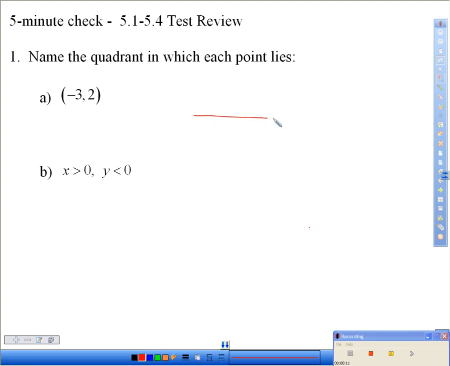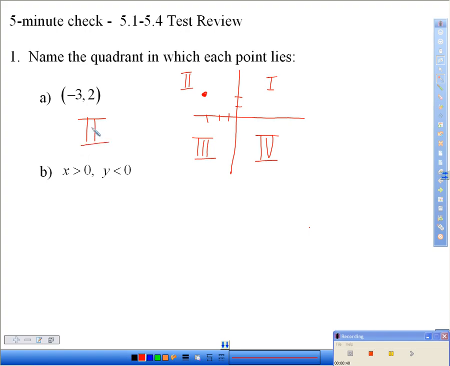Well, if we were to draw a coordinate plane, we would see that when we plot this point, negative 3, 2, it would be located somewhere right over in here. So that would be where point negative 3, 2 is located. We said that the top right quadrant is quadrant 1, the top left quadrant is quadrant 2, the bottom left quadrant is quadrant 3, and the bottom right quadrant is quadrant 4. With that being said, on A, our point is going to be located in quadrant 2.